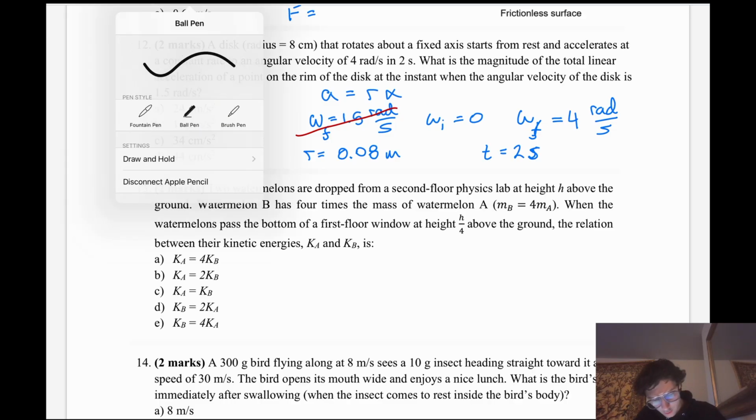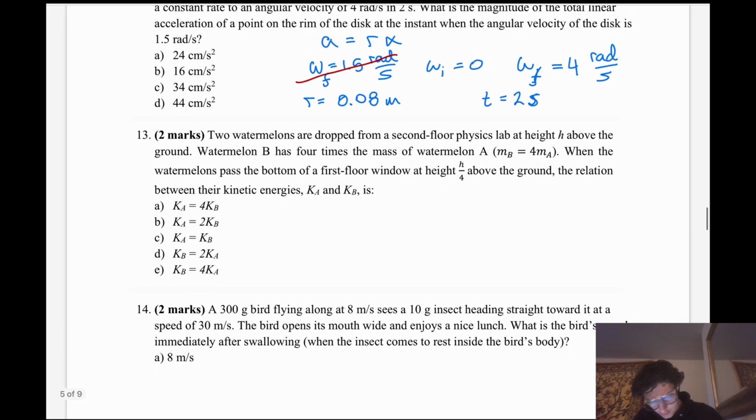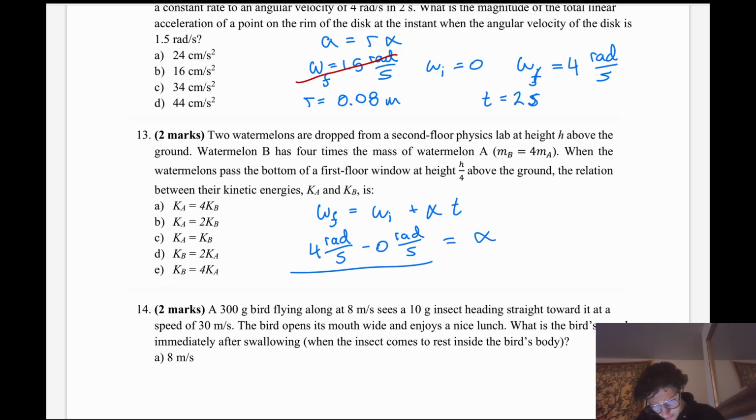Okay, so this one I think I got. I'm gonna just write some extra work here. I remember omega final is equal to omega initial plus alpha t, and what we're looking for is alpha. So omega final is 4 rad per second minus omega initial, which is 0 rad per second, and then on the other side we have alpha t, and then I'm going to divide by t, which is 2 seconds.